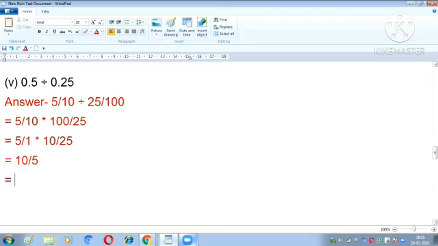So our answer will be, this 5 and 10 can be cancelled out by 5, leaving 2. So the answer of fifth bit will be 2. Let me highlight and show you the answer.